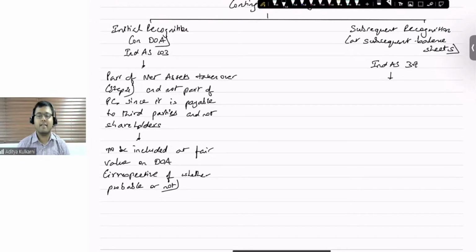Ind AS 37 came with an exception that in the case of a contingent liability which is recognized as a liability in accordance with Ind AS 103 guidelines, till the date of settlement, at each balance sheet date, you will record the contingent liability at the higher of the liability originally recorded on the acquisition date, or the liability determined under Ind AS 37.